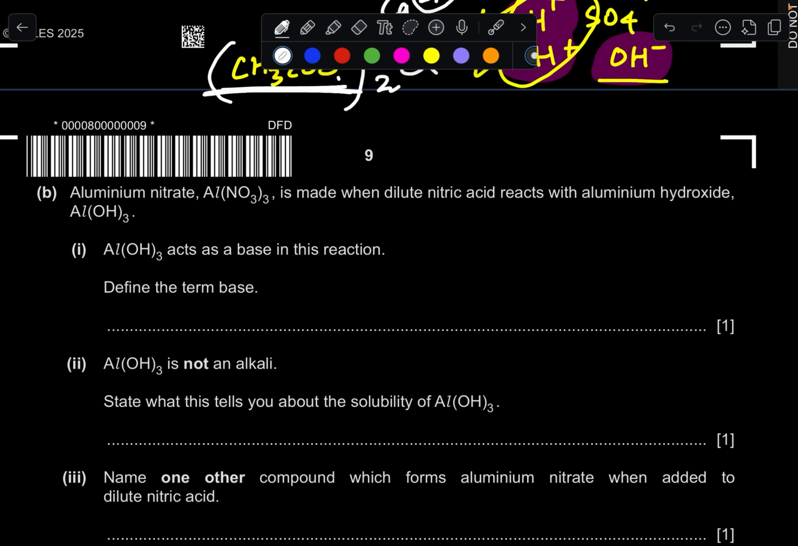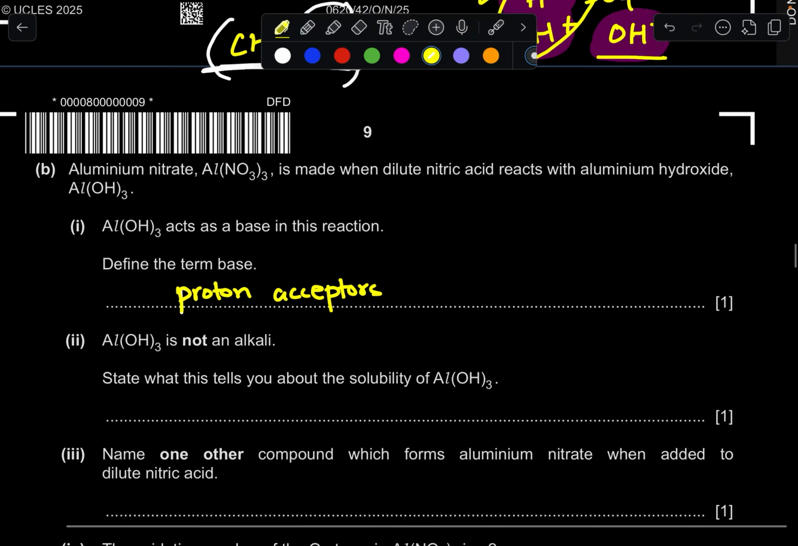Aluminum hydroxide acts as a base. Define the term base. A base is anything that can neutralize an acid, but the new definition is, a base is a proton acceptor. So we're going to tell a base is a proton acceptor, and acids are proton donors.